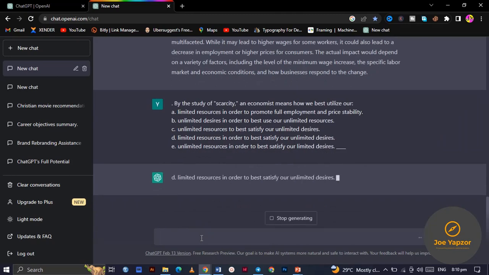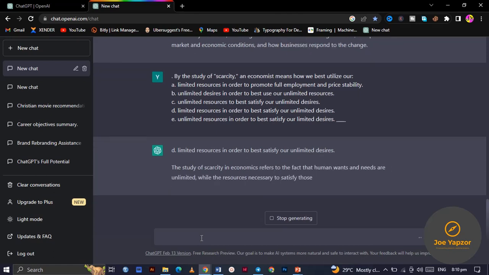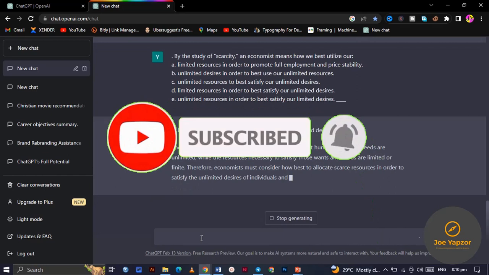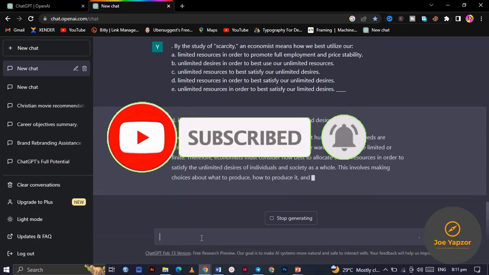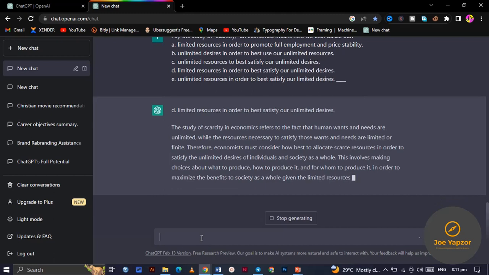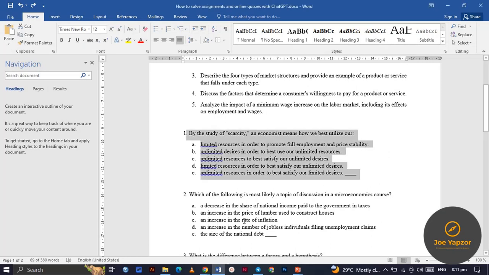Whether it will recognize it as multiple choice. So it has immediately recognized it as multiple choice. The question was, by the study of scarcity, economists mean to utilize our, and the option that it chose was limited resource in order to satisfy our unlimited desire. And this is the basis of economics. I don't know why I'm teaching economics today, but this is a bonus for coming to my YouTube channel. So it gives you the correct answer.